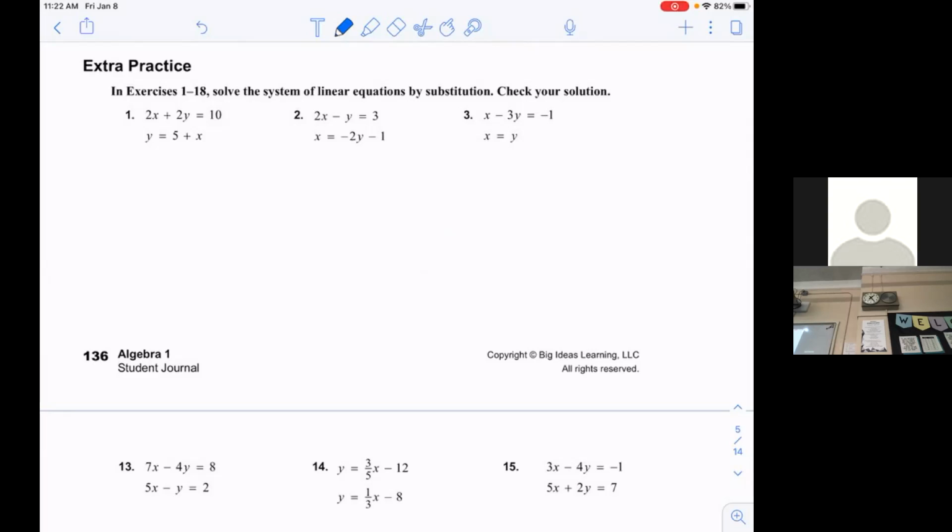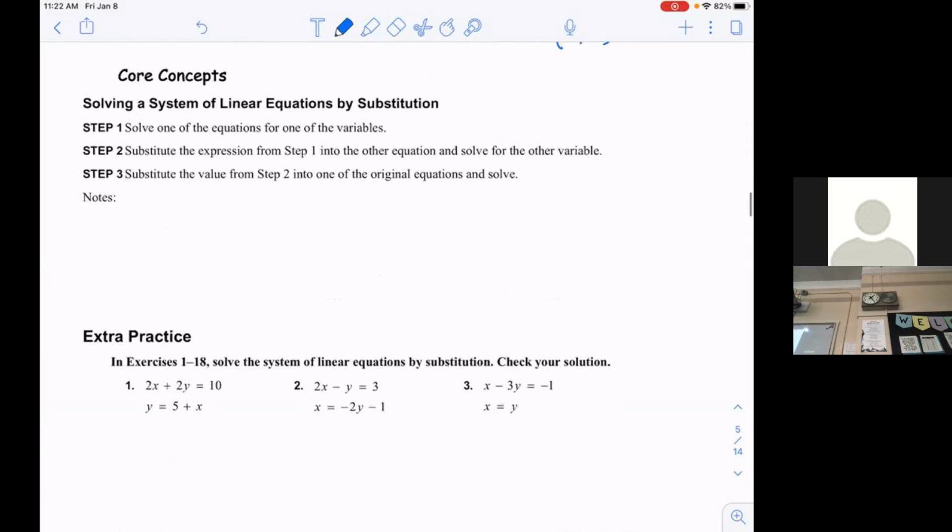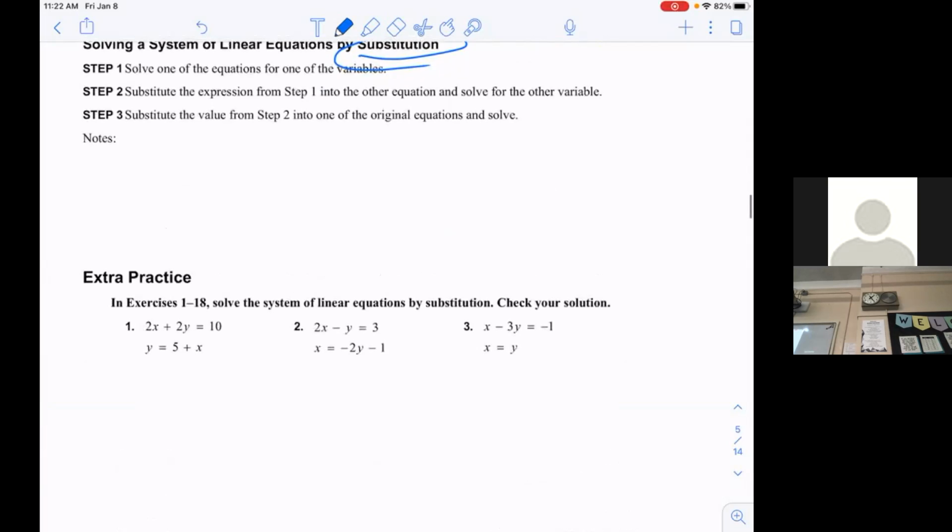So that is the inherent problem when I talk about a system of equations. My system of equations has multiple variables in it. So I have to figure out a way to get rid of one of my variables. And the method that we're learning today is substitution. Okay? So what does substitution mean?